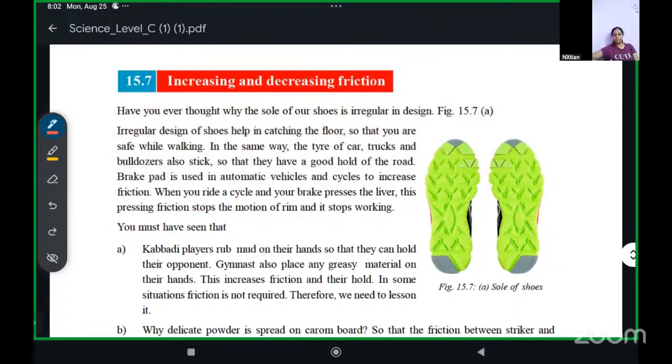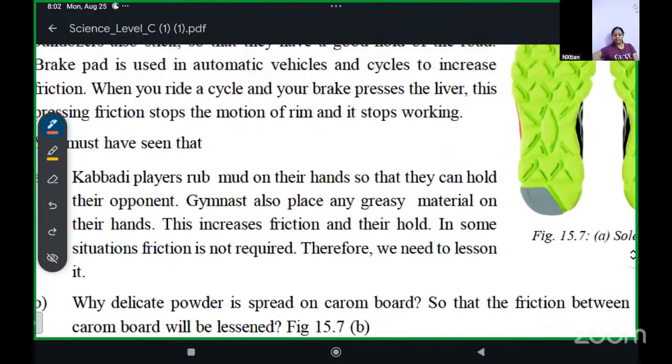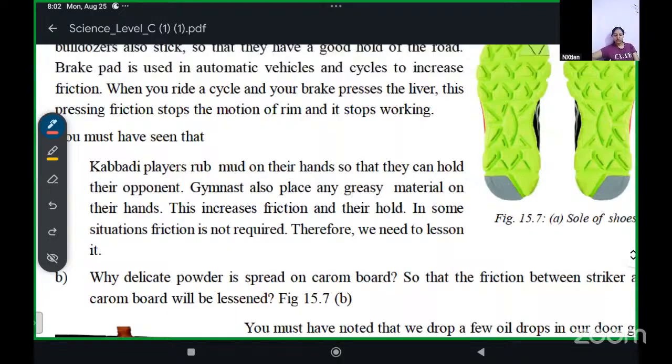You must have seen that kabaddi players rub mud on their hands so that they can hold their opponent. And gymnasts also put some greasy material on their hands. This increases their friction and their hold. In some situations, friction is not required. Therefore, we need to lessen it.